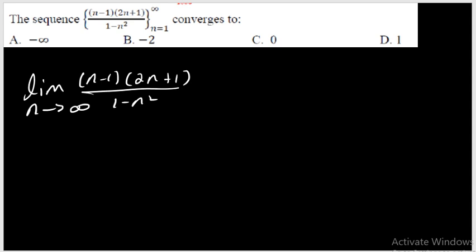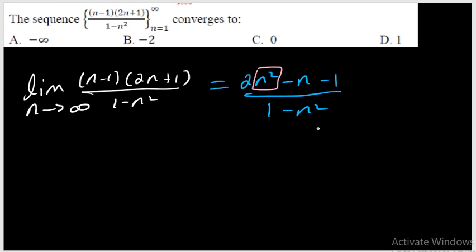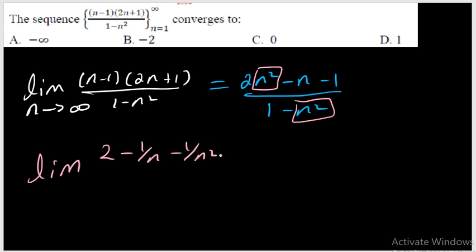First of all, the upper part can be multiplied. When you multiply, it will be 2n square minus n plus 1 remain, minus 1 remain. The lower part as it is, 1 minus n square. Now since it is a limit at infinity, as we were doing before, we can divide each term by the largest degree, that is by n square. So the limit will be 2 minus 1 over n minus 1 over n square, down 1 over n square minus 1, as n goes to infinity.